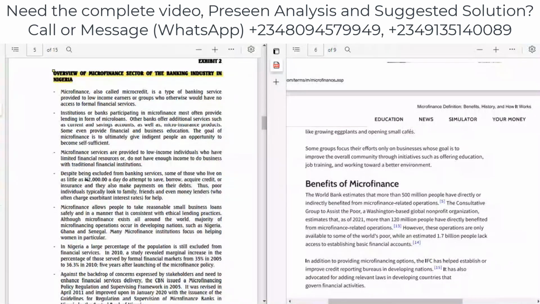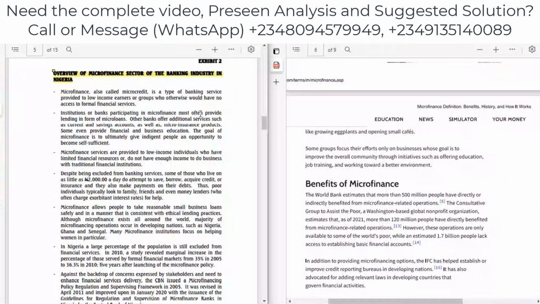So they have explained to us that microfinance is also called microcredit. So that is introducing you to the microfinance sector actually. So majorly it's meant for what? Low-income earners. That is majorly those in the rural areas. You get that? And also institutions or banks participating in microfinance most often provide lending in the form of microloans.